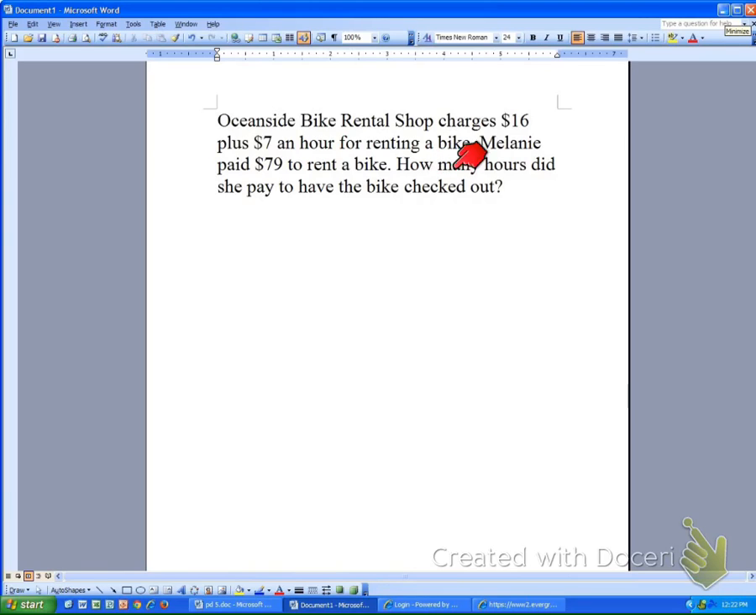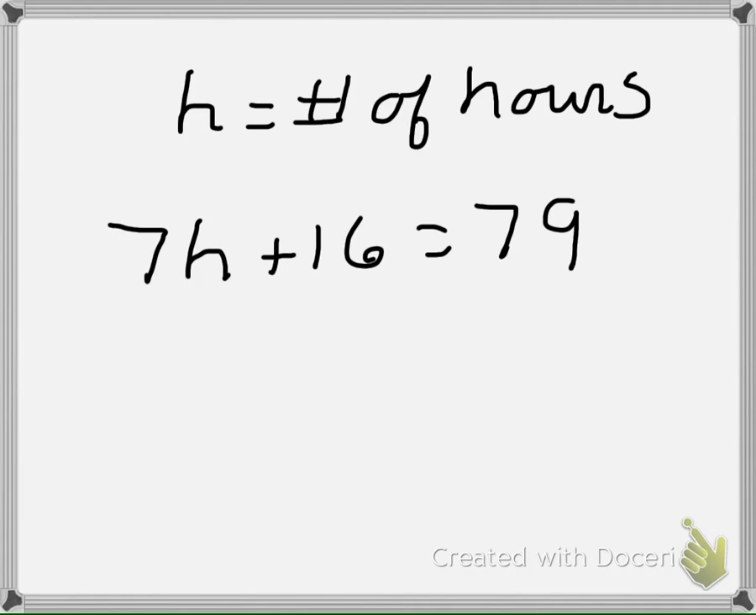So again, that last sentence is my big clue. How many hours did she pay to have the bike checked out? That tells me that the variable, and I'm using h in this case, is equal to the number of hours. So it told me that she paid $7 per hour, so $7 times whatever the number of hours is, plus 16 is equal to 79. That's how much she paid. The 16 is probably some kind of a deposit that she had to pay. It's a one-time cost. It's not something she pays every hour.